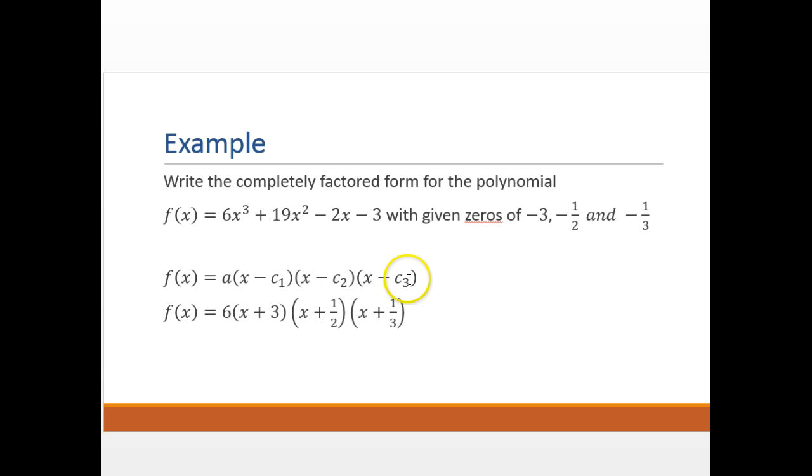I know I do not have to go any further because at most there are 3 real zeros. Again, my leading coefficient in the original function was 6, so the leading coefficient in the factored form is 6. So this is 6 times x plus 3 times x plus 1/2 times x plus 1/3, and that is the completely factored form.